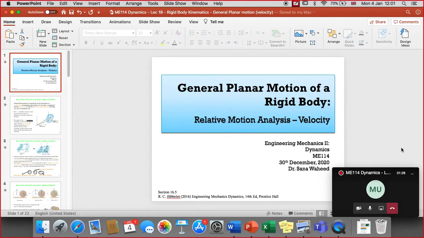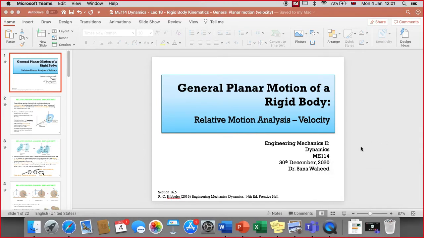Some of you may recall, if you have started the assignment already, that we are looking at the general planar motion of a rigid body. In particular, in the general planar motion, we have started to look at the velocity. ठीक है जी, so पहले हम सिर्फ velocity का analysis करने की कोशिश कर रहे हैं.